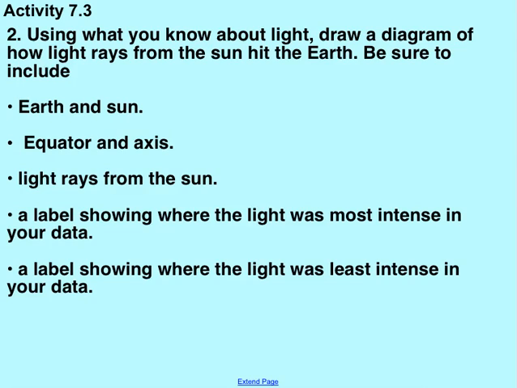So for number 2, it says, use what you know about light. Draw a diagram of how light rays from the sun hit the earth. Be sure to include the earth and the sun, the equator and the axis, and the light rays from the sun. Make a label showing where the light was most intense in your data and a label showing where the light was least intense in your data.